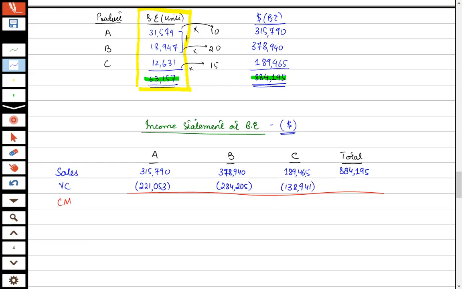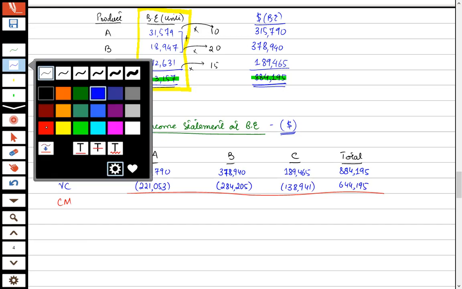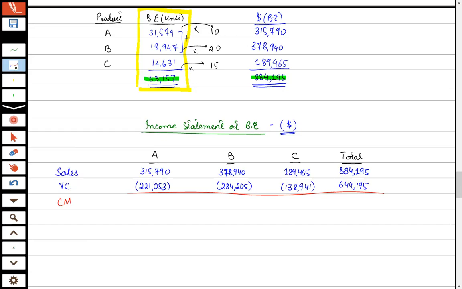Total would be 644,195. Are these calculations correct? Okay, so you found the variable cost by multiplying the variable cost per unit by the units sold, right? No, break even. Because we are making the income statement and break even. Oh, yes, so the break-even units.